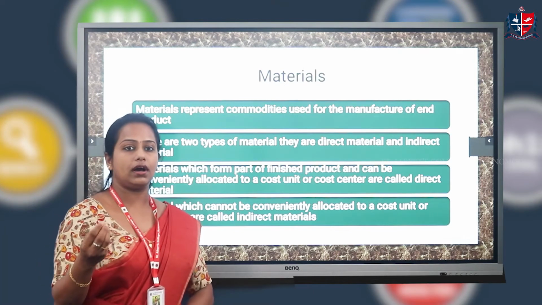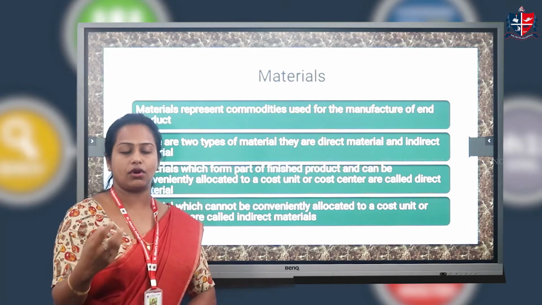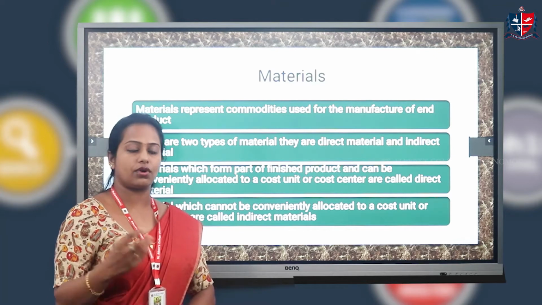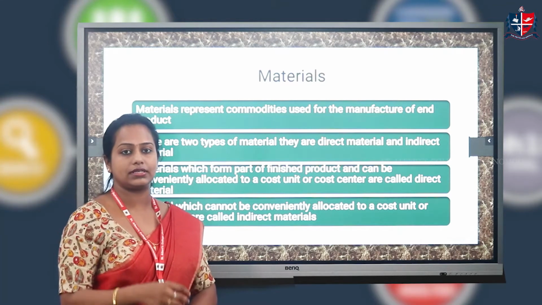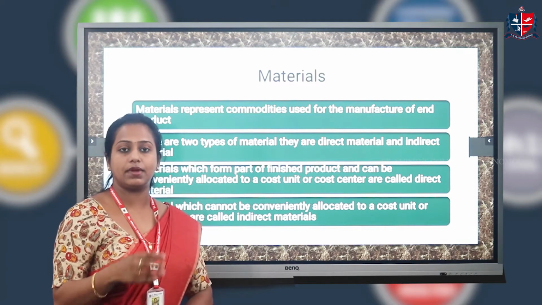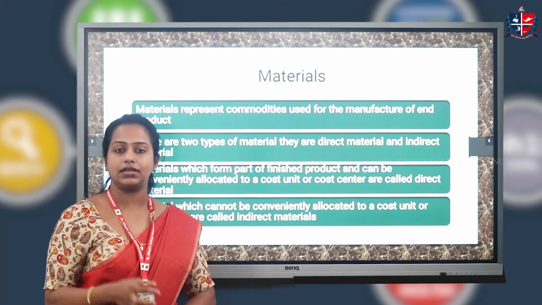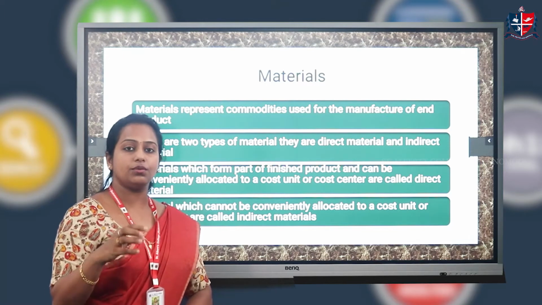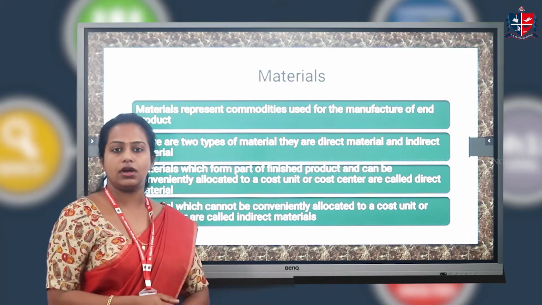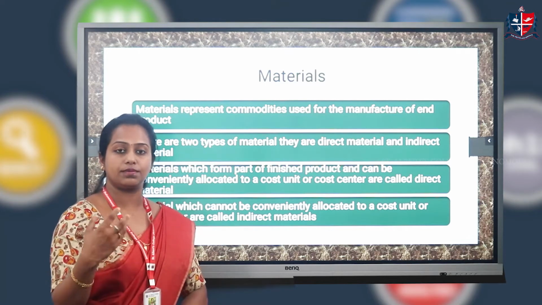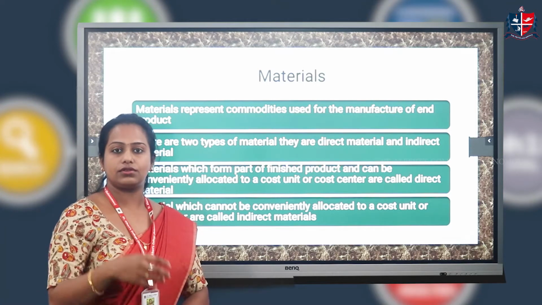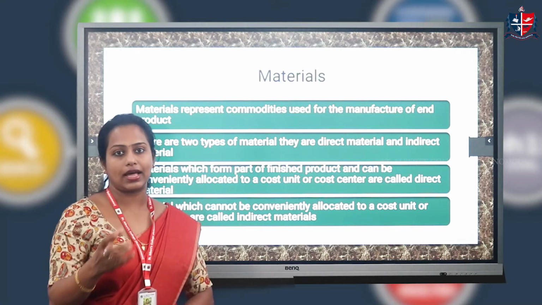For example, when we are producing cotton cloth, the cotton is the major part of the production, so we can consider cotton a direct material. Or when we are producing a brick, the clay is a major component, so clay can be considered a direct material. So those components which form the major portion of the production of a product, or those services which are directly involved, can be considered direct materials.